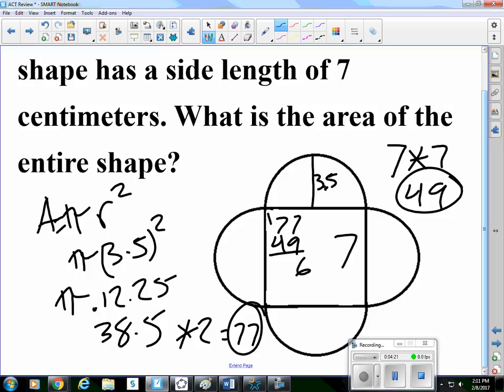7 plus 4 is 11 plus 1. So 7 plus 9 is 16, carry the 1. 7 plus 4 is 11 plus 1 is 12. So 126 square units, or centimeters.